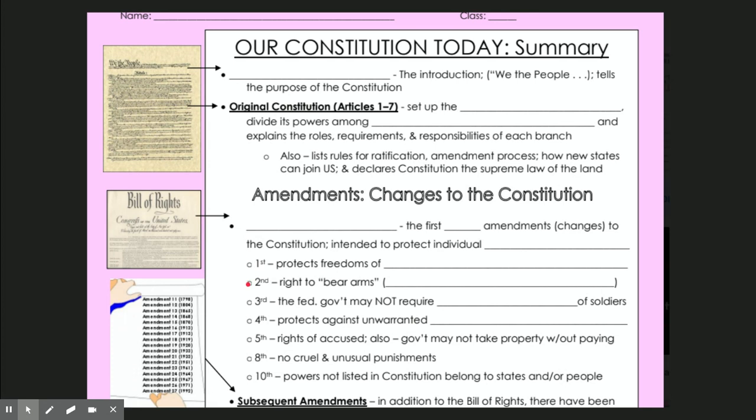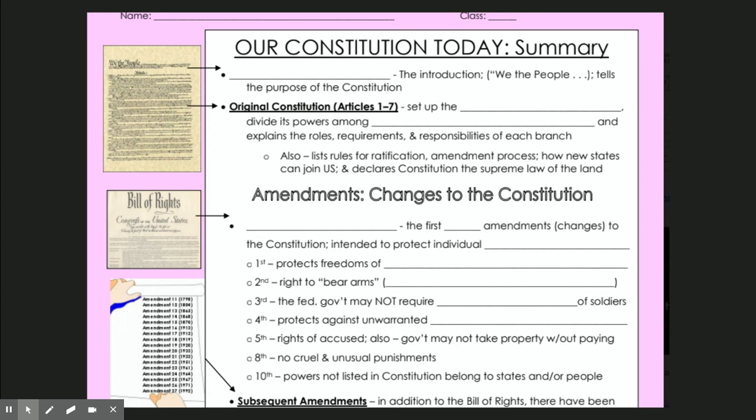What is the Second Amendment, you might wonder? Well, it is the right to bear arms. That means the right to wear short sleeve shirts. Get it? All right. Some of you laughed, I'm sure. All right, the bear arms.